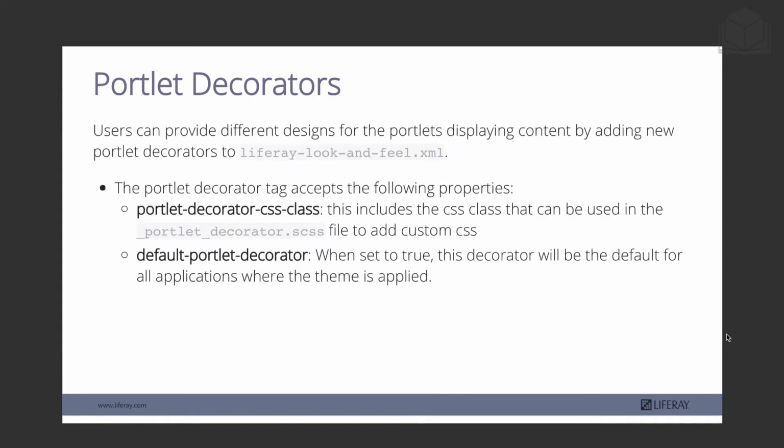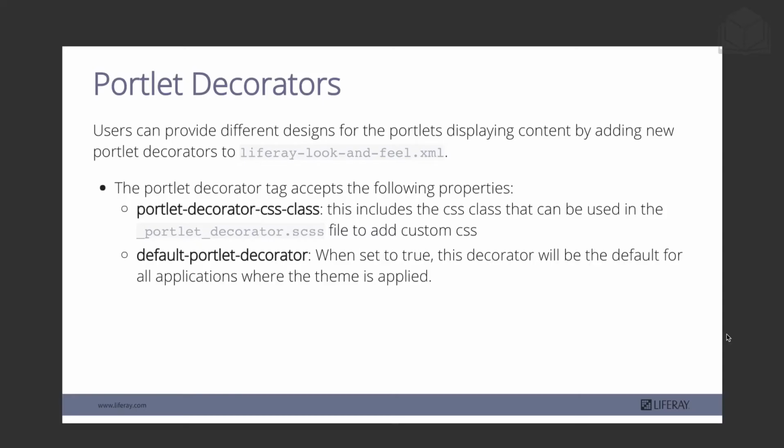All right. For Portlet Decorators, as we'll see here in a little bit, they're actually pretty straightforward. We basically just need to have a Portlet Decorator tag, and it's going to give us an ID. Okay, and from there, it can accept two properties. So we have the Portlet Decorator CSS class. Okay, this is going to be the class that we can use to style in our _Portlet Decorator.scss partial. Okay, we saw that a little bit earlier. We're going to go ahead and come back to that.